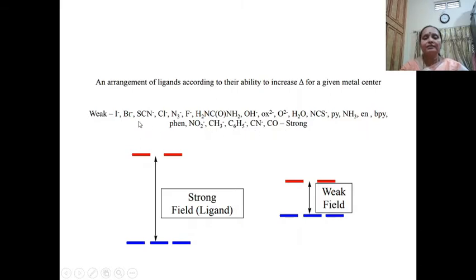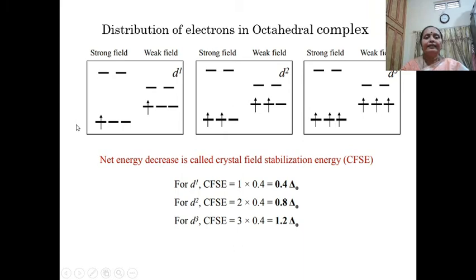As these ligands approach the central metal atom, we consider whether there is going to be a larger splitting or a weaker splitting. If it is a strong ligand, there is going to be a larger splitting, and if it is a weaker one, it is going to be a weak splitting. So now let us go on to consider the splitting. In case of strong field, the difference is more, whereas in weak field it is going to be small. And these are the examples in octahedral complex.